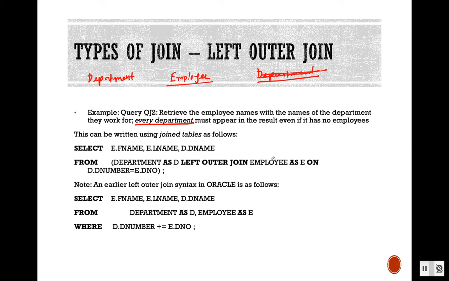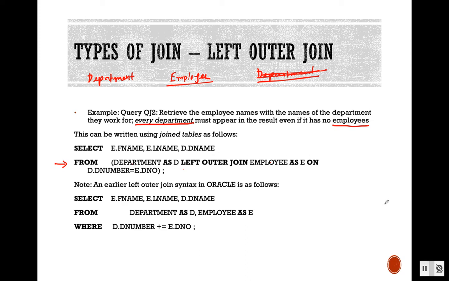We are going to use a left outer join with department as the left table and employee as the right table. In a left outer join operation we have two tables, one is the left table and one is the right table. In a left outer join, every record from the left table will appear in the result even if it doesn't have any matching record in the right table. We can use it in a from clause like this: department as D left outer join employee as E on D.DNumber equals E.DNO. So every record from the left table will be in the result.